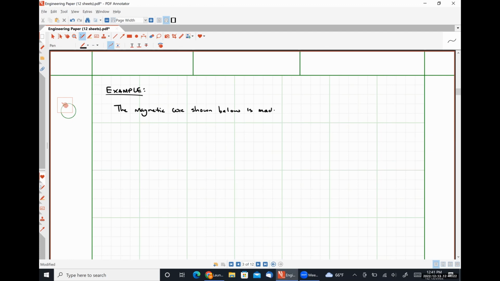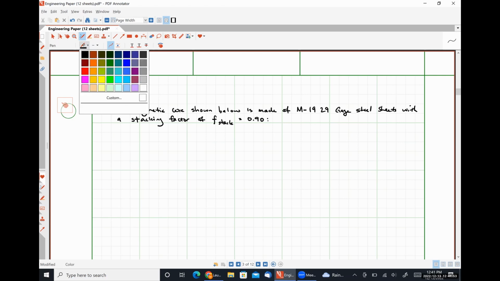is made of M1929 gauge steel sheets with a stacking factor of F stack equal to 0.90. Now I'm going to draw our core.